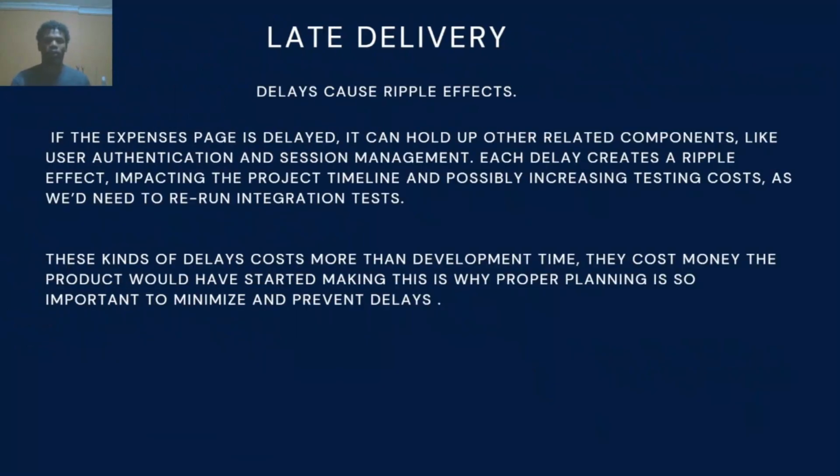On to what would happen in the event of a late delivery. Late deliveries usually have ripple effects. They don't just affect one thing. Delivering late on one thing might cause issues in another field. For example, if the expense phase is delayed, it can hold up other related components like user authentication and session management.